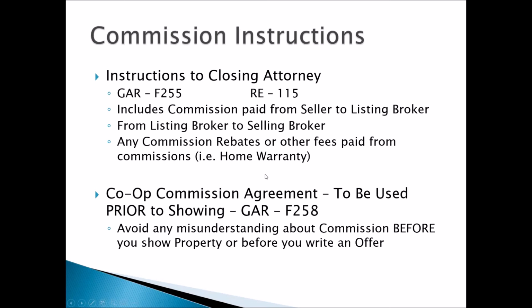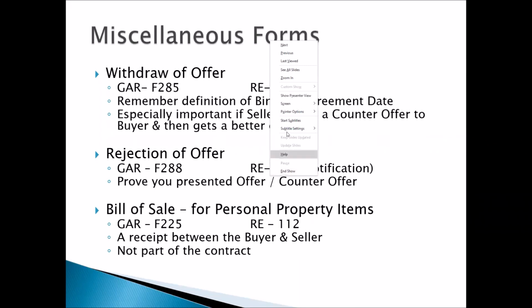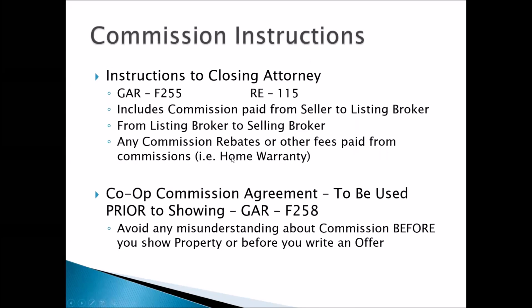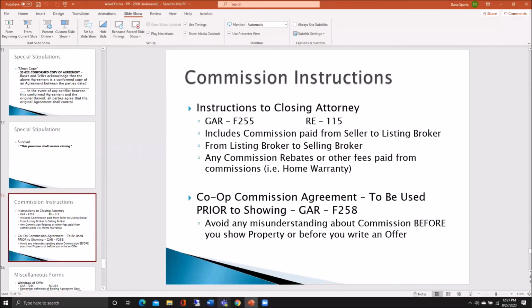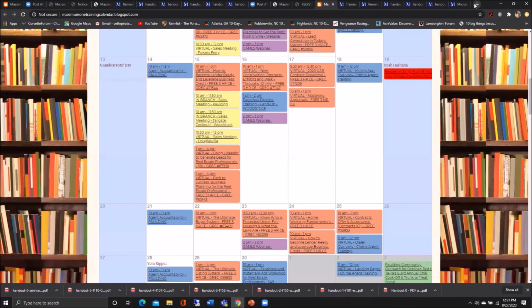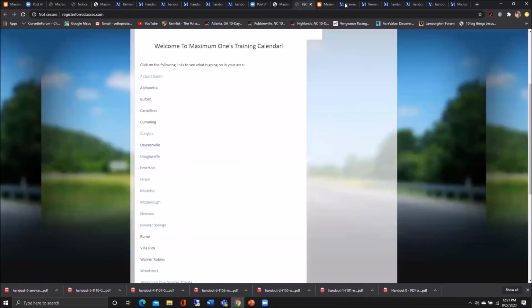All right, we're almost done, you guys. Hang in there. Commission instructions. Instructions to closing attorney. This includes the commission, again, as we addressed at the very beginning of class with the listing agreement. It includes the commission that is paid from the seller to the listing broker and then from the listing broker to the selling broker. On the instructions to closing attorney, it also has a place where you can fill in any commission rebates or fees that you are paying to the public. So let me show you guys.